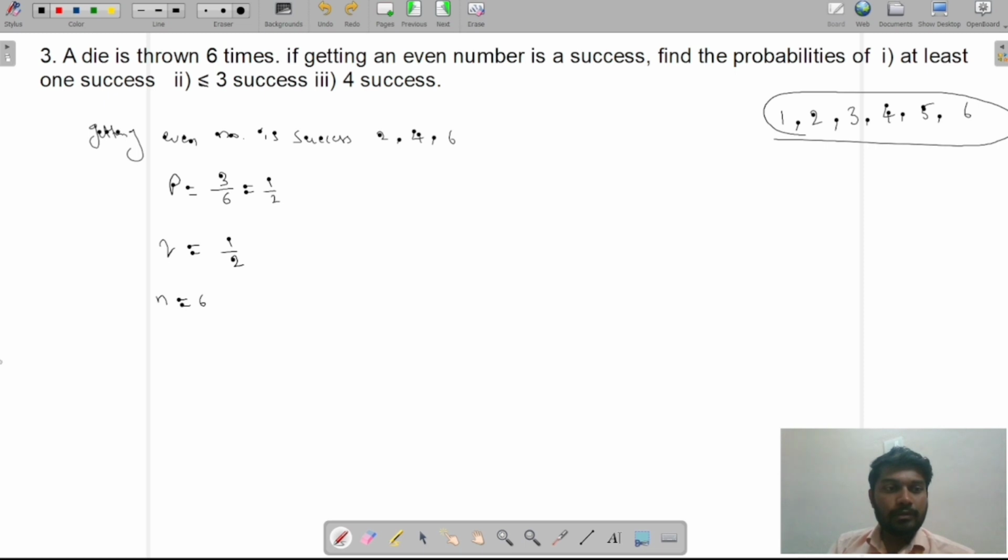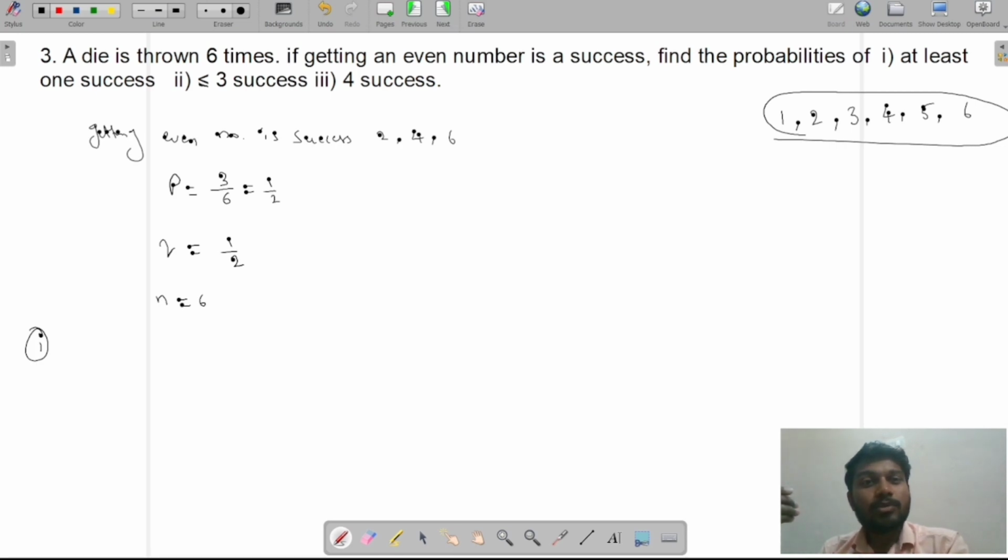Now coming to the first solution. What is it asking us to find here? At least one success. I may get 2 successes, I may get 3, 4, 5, or 6 successes. Yes or no? The question asks for at least one success.